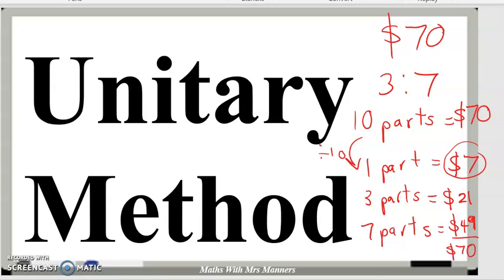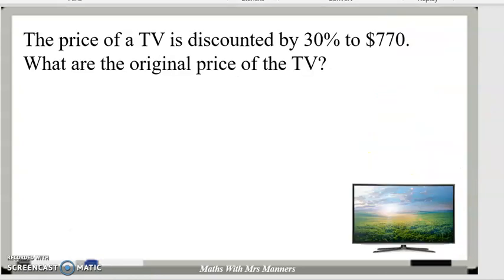So what the unitary method actually gets you to do is to reduce a quantity down to 1 unit. In the case of ratio and rates, it would be 1 part, but in the case of percentages, we would reduce down to 1% or a smaller amount like 10% or 5%. So let's have a look at an example.